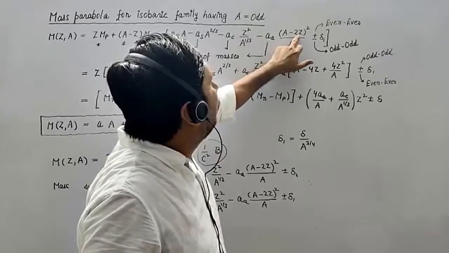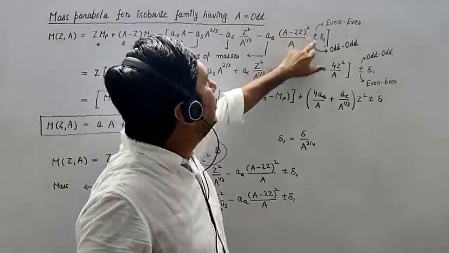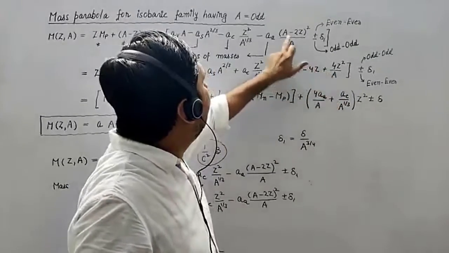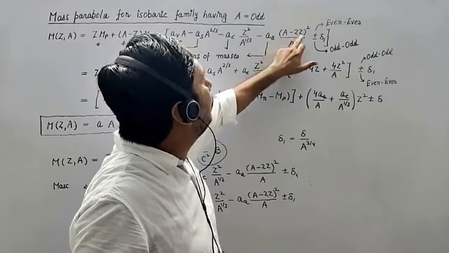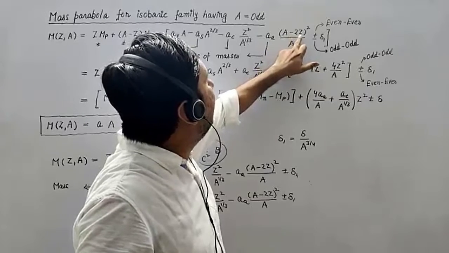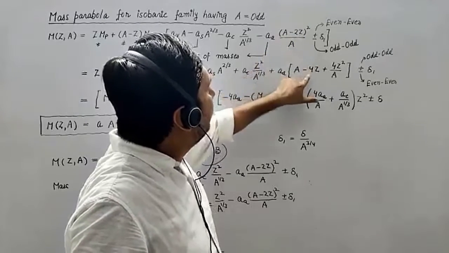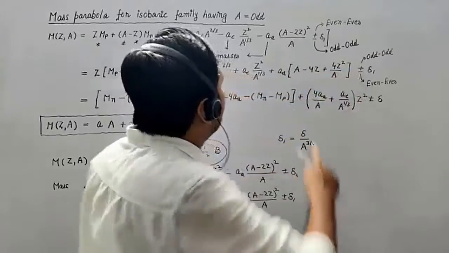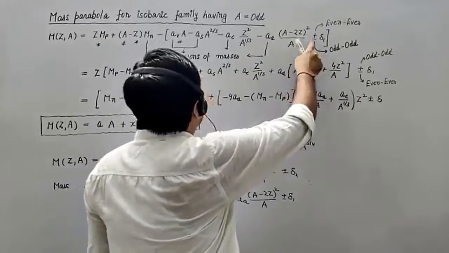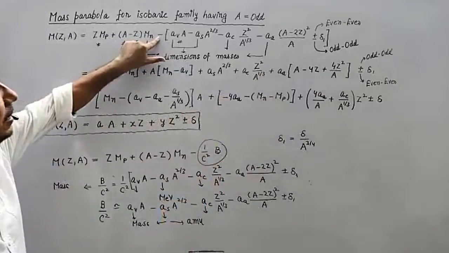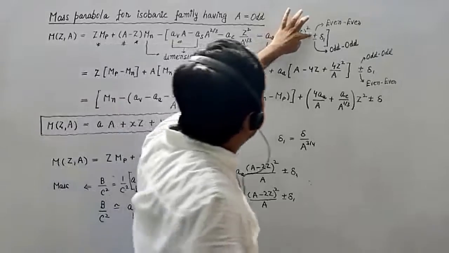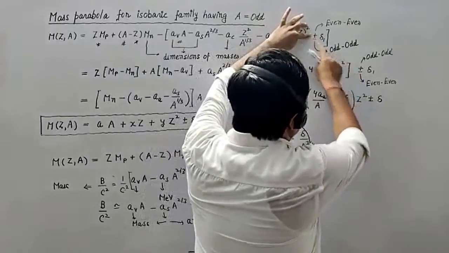The second term will be 2Z square. So this will be 4Z square upon A. So this is 4Z square upon A with plus sign, and minus 2 times A into 2Z. So minus 4AZ upon A, this A cancels. So this will become minus 4Z, and this will become plus. This plus will become minus, this minus will become plus, because here this minus sign is outside. When we open this bracket, this plus will become minus.